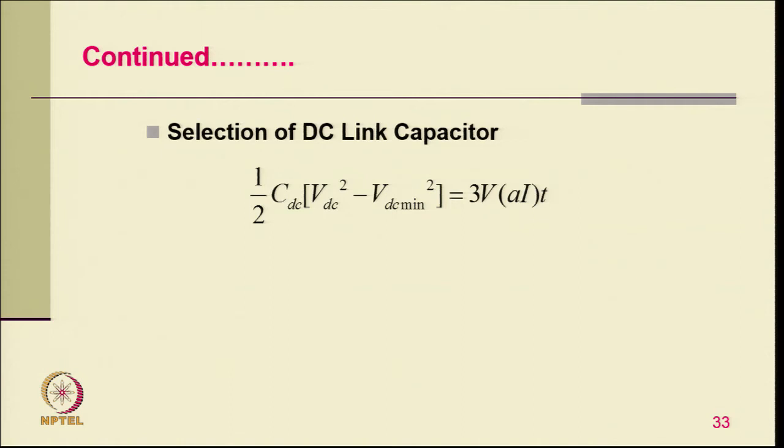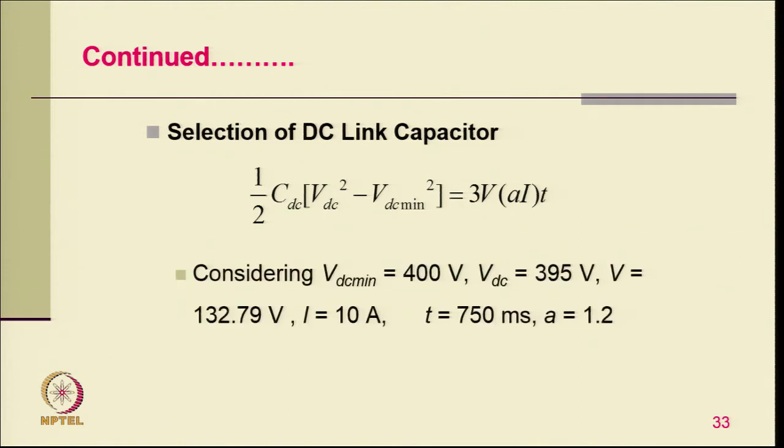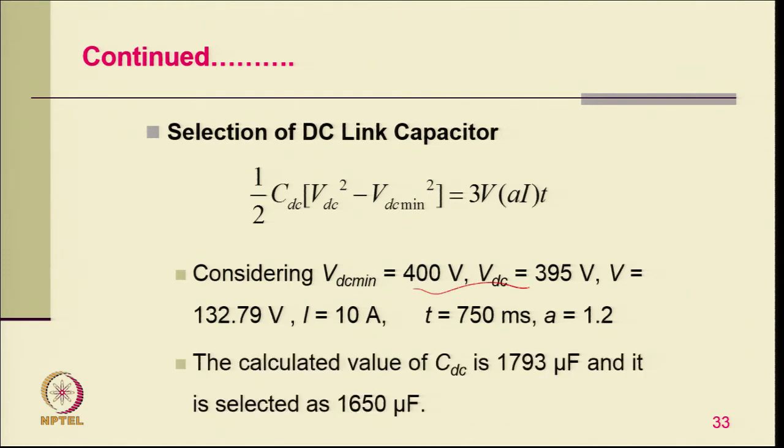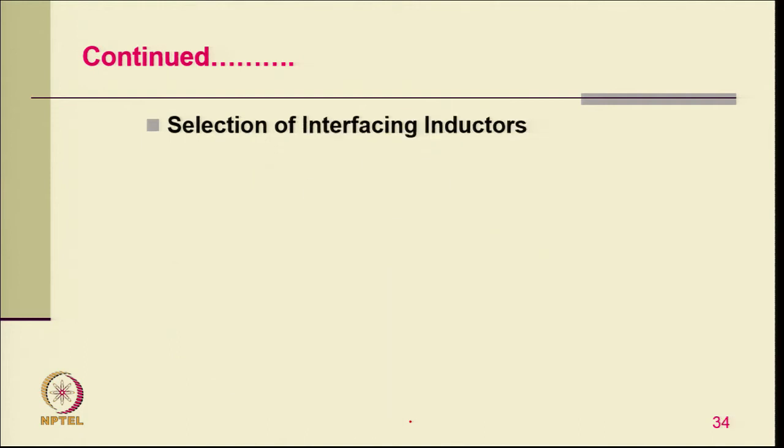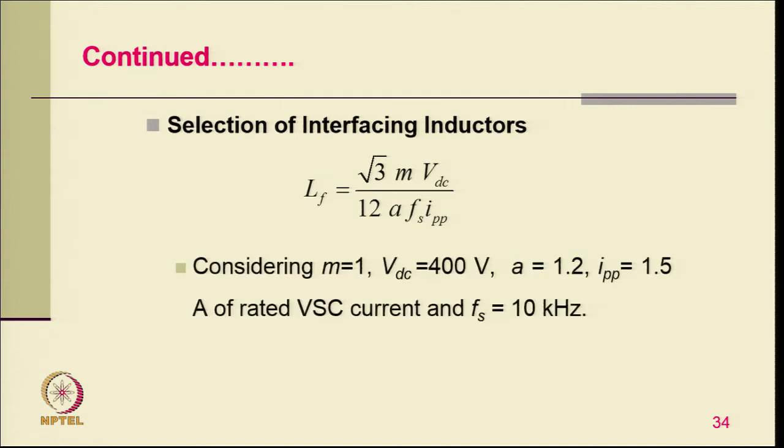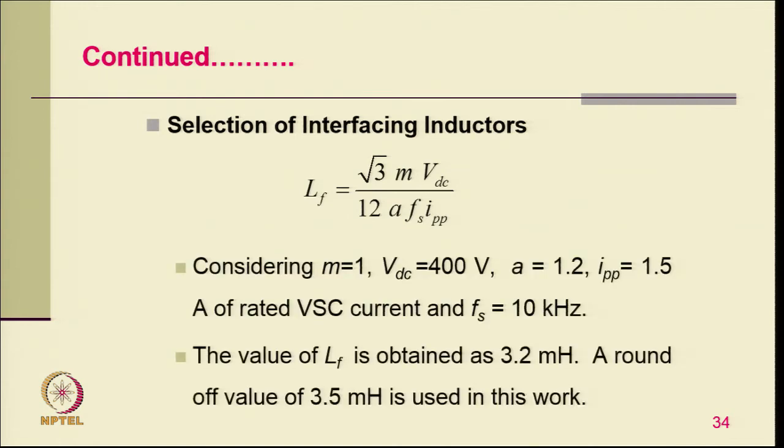Now, coming to the D-STATCOM design, it is similar to what we considered in the earlier D-STATCOM, because it is a 230 volt system, with the typical ratings. You can calculate the value of the capacitor from this relation. It comes to 1793, and you can select around 1650 microfarad, which is a standard value for the inverter. Then you can find the interfacing inductor by putting in all the variable values. The calculated value comes around 3.2 millihenry, and we typically round it up to 3.5 millihenry.